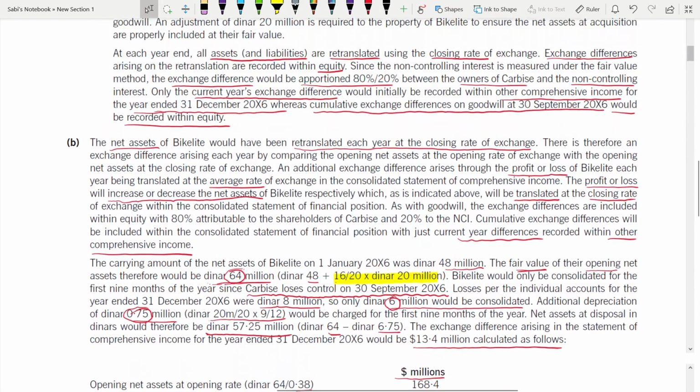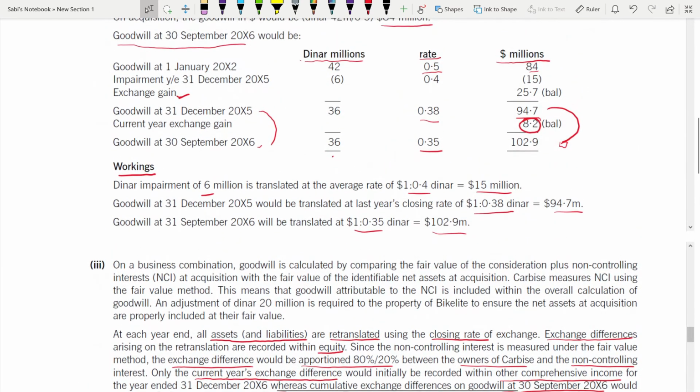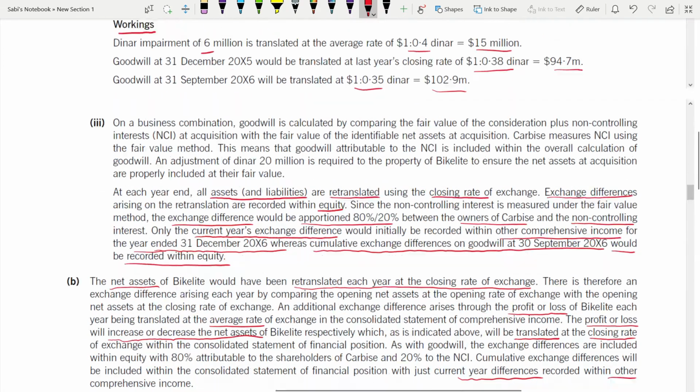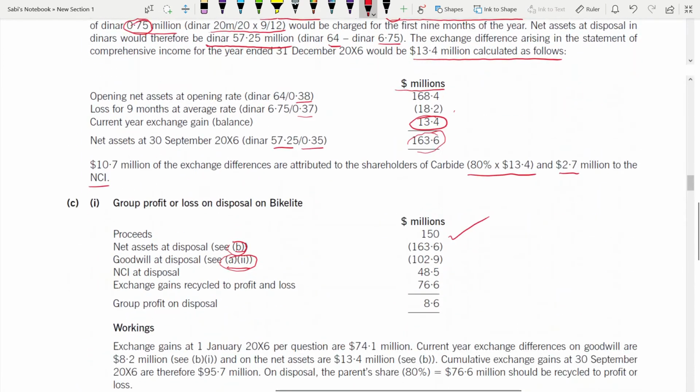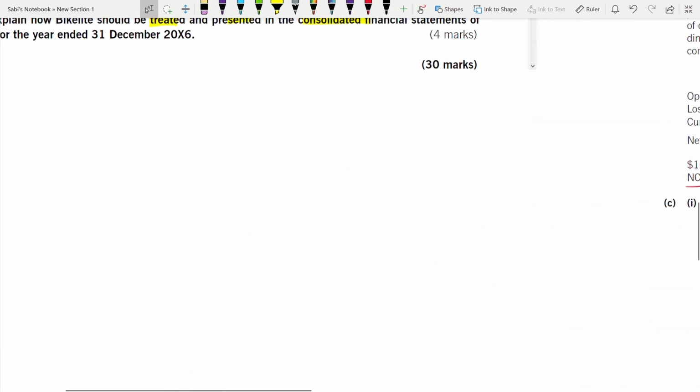So goodwill at disposal is how much? This one, because you're disposing at this date, right? So 102.9, because it will be now gone. You will not have that net assets also. You will not have that goodwill also in your company. That's why you have to deduct it from your profit. Next, NCI at disposal. This definitely will be there. That's why you're adding it. 48.5. Let's see how 48.5 it is.